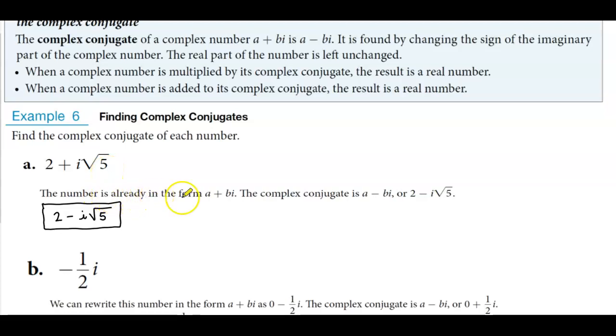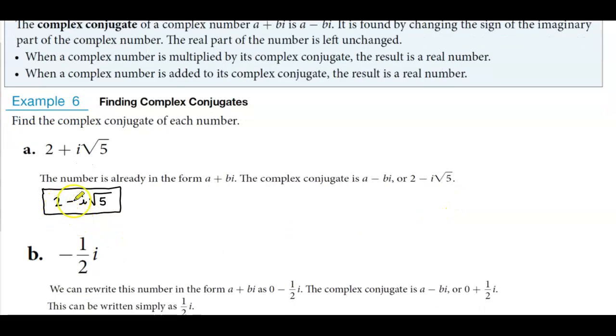So the number is already in the form of a plus bi. So the complex conjugate would be a minus bi. In this case, it would be 2 minus i times the square root of 5. So the complex conjugate is 2 minus i times the square root of 5.